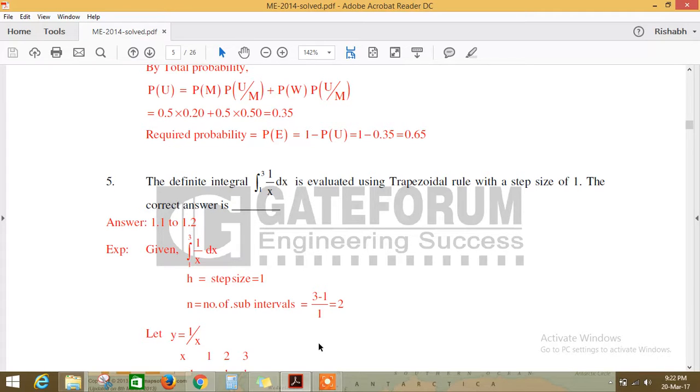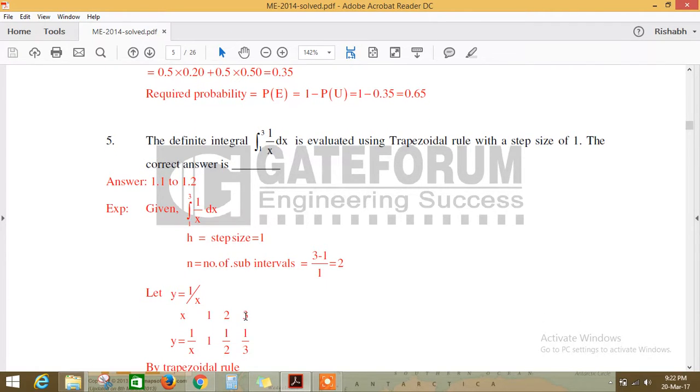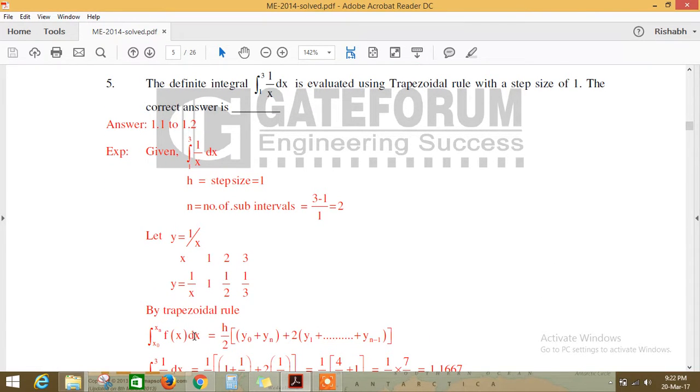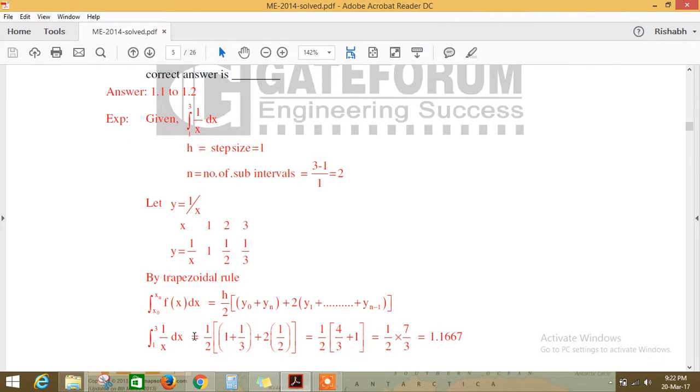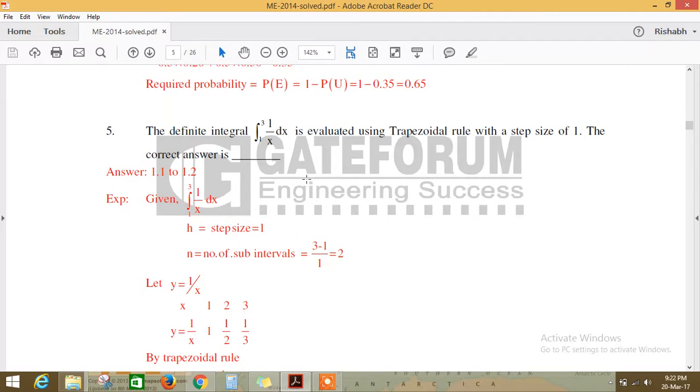Okay, so now the function here is 1 by x, so we have to calculate the value of the function at each point, at x equals 1, then at x equals 2, then at x equals 3. So you will easily get the values, and after that we know the formula for the trapezoidal rule. It is a direct and straight question. There is no trick here. You just have to remember this formula and substitute the values. You will get 1.1667.